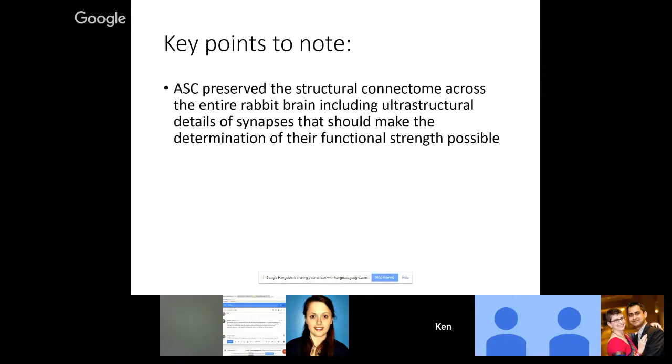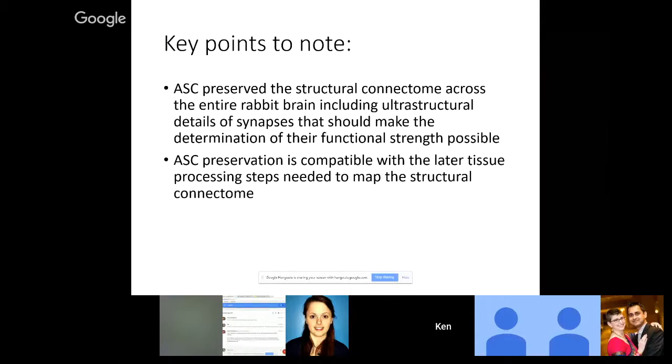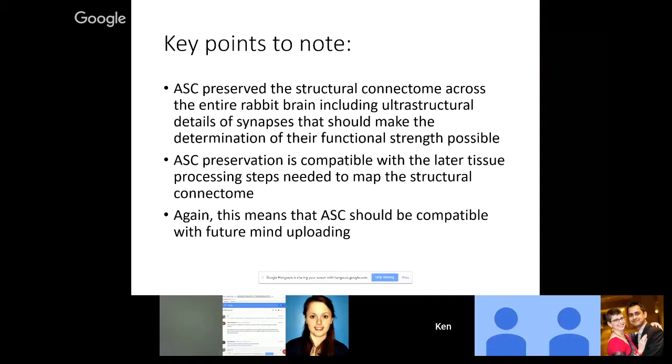Now, the key points to note: ASC preserved the structural connectome across the entire rabbit brain, including ultrastructural details of synapses that should make the determination of their functional strength possible. ASC preservation is compatible with the later tissue processing steps needed to map the structural connectome. And this, to me, means that ASC should be compatible with future mind uploading.